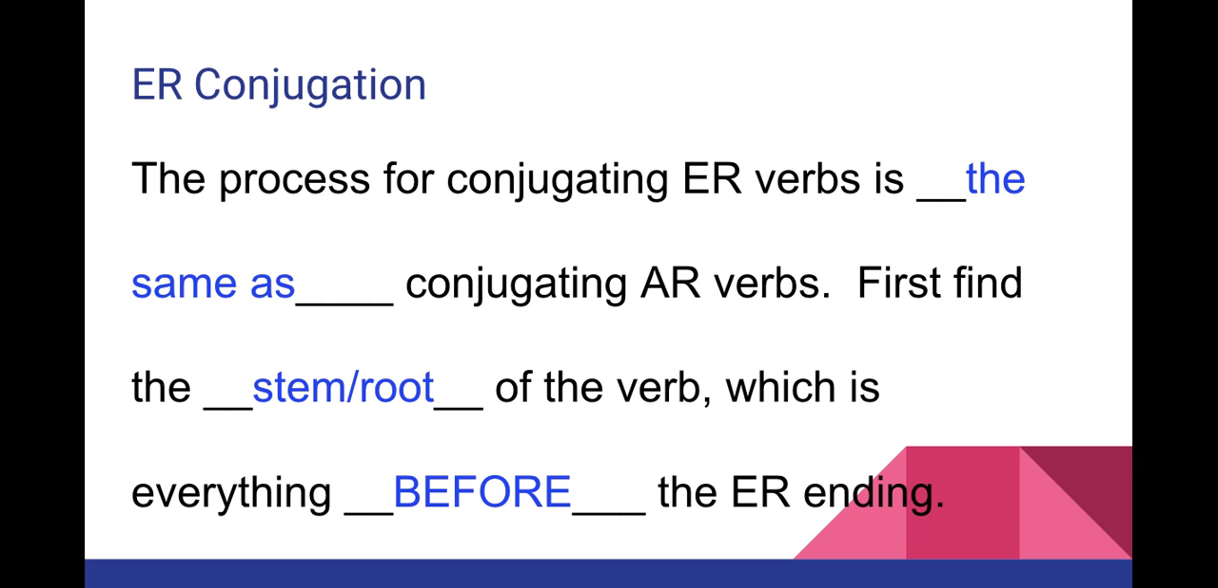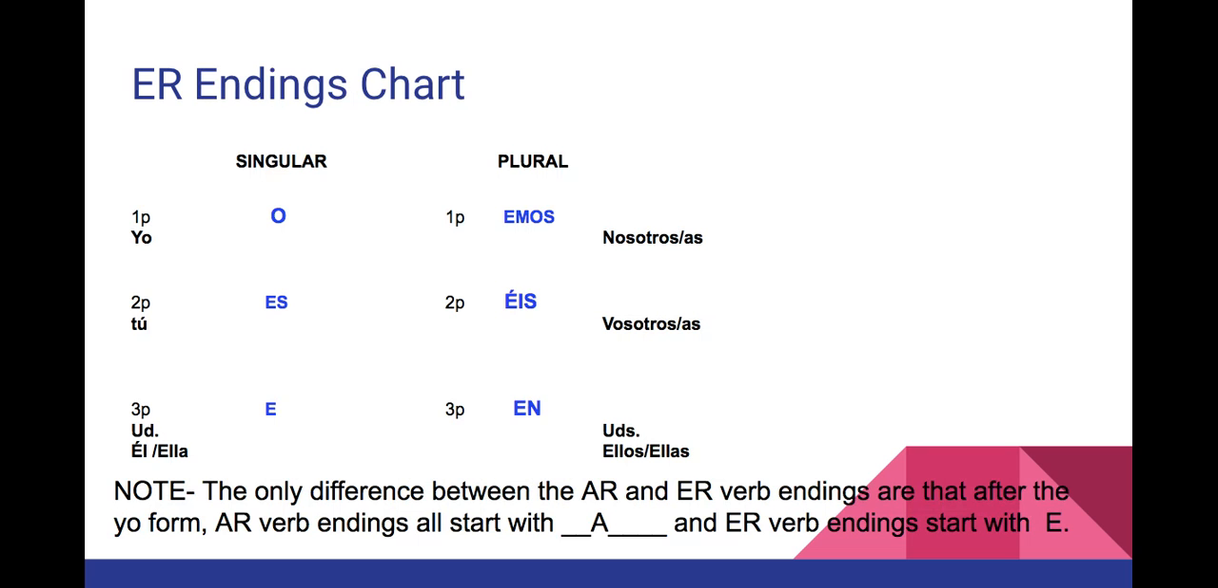So moving on to ER conjugation. The process of conjugating ER verbs is the same as conjugating AR verbs. First, we find the stem or root of the verb, which remember is everything before the ER ending. So we have our ER endings chart, which is o, es, e, emos, éis, and en.